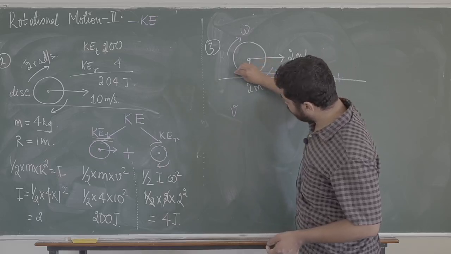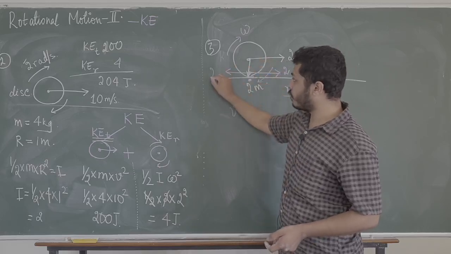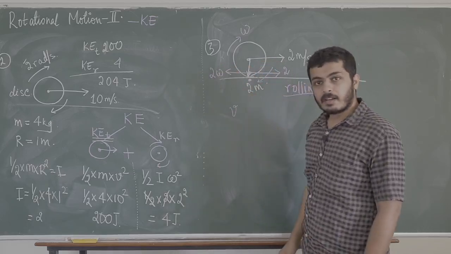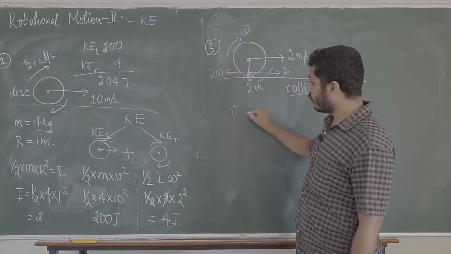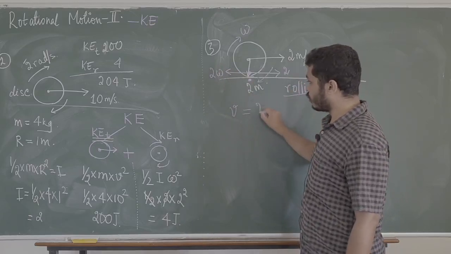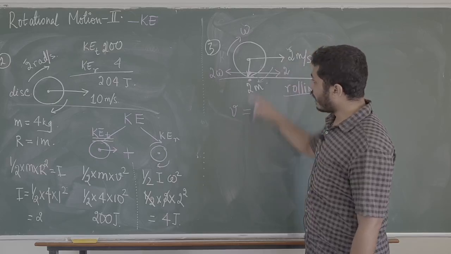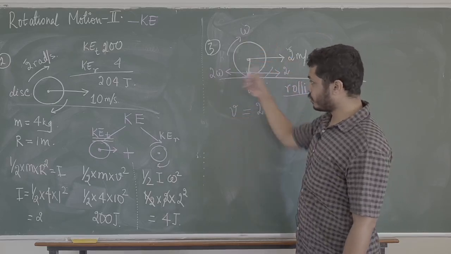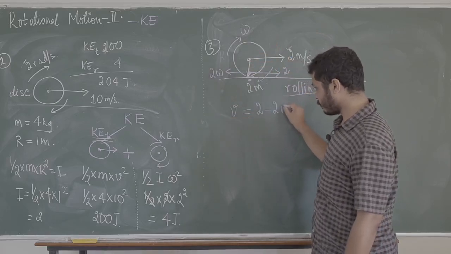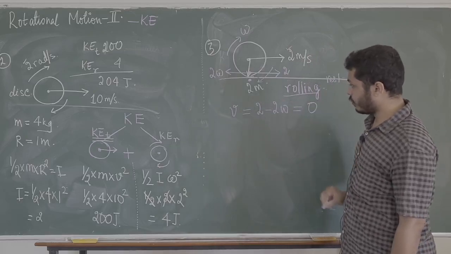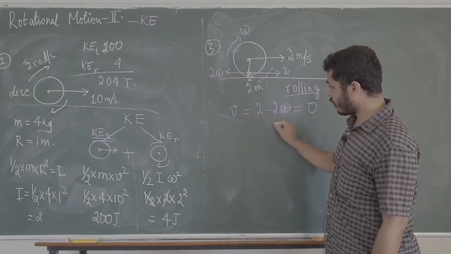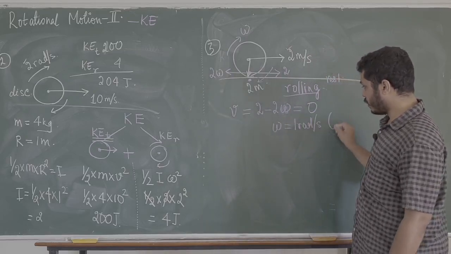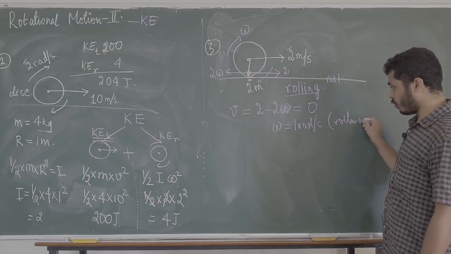So this point will only have a velocity in the backward direction of 2 omega, because the radius is 2, r into omega. So what is the total velocity of this point? The total velocity of this point is 2 because of translation, and 2 omega because of rotation. Always translation plus rotation. They are in the opposite direction, so 2 minus 2 omega is equal to 0. So you can simply write that omega is equal to 1 radian per second. This is because something is rolling.